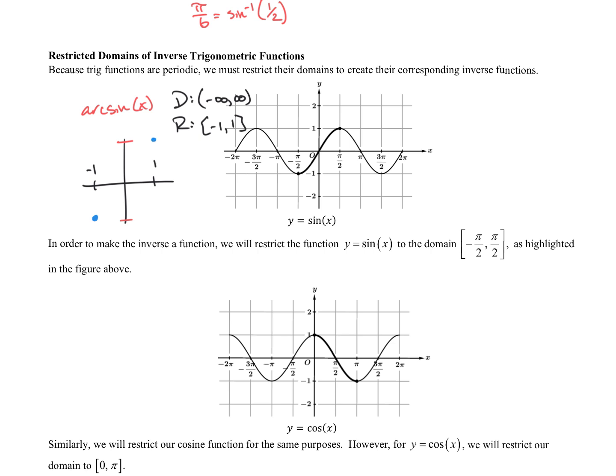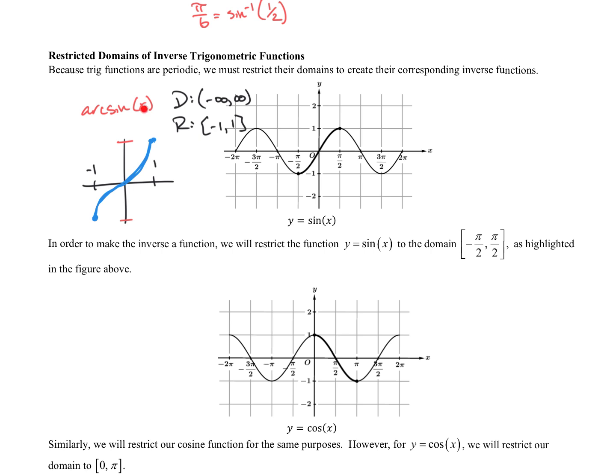At pi over 2. And so now I end up having this little function that kind of looks like this. And that's what arc sine actually would look like. Now, technically, if it didn't have to pass the vertical line test, it would actually keep going like that. Okay, is everybody following me on this?